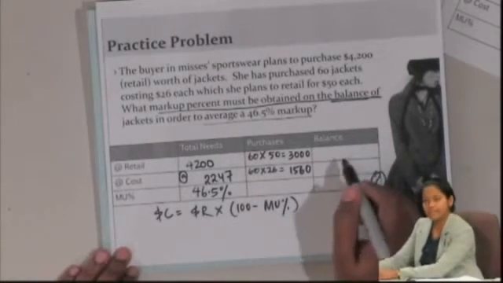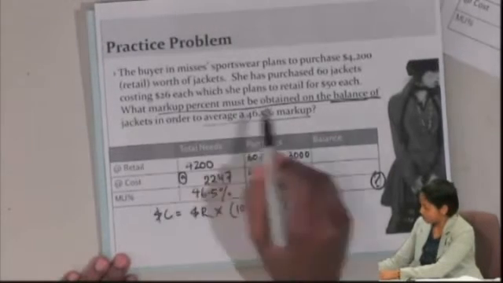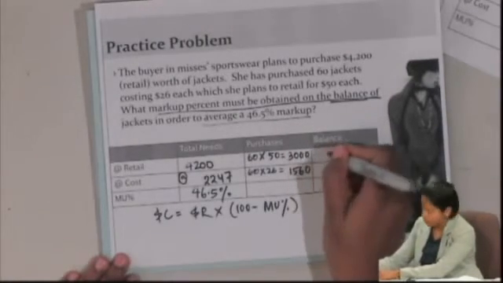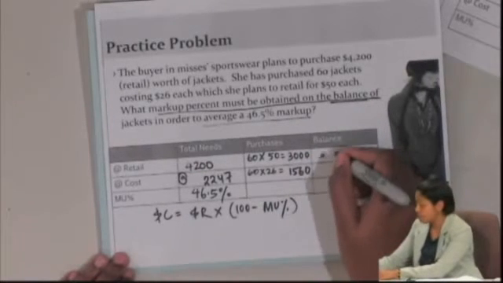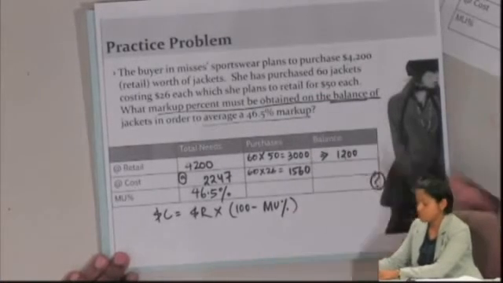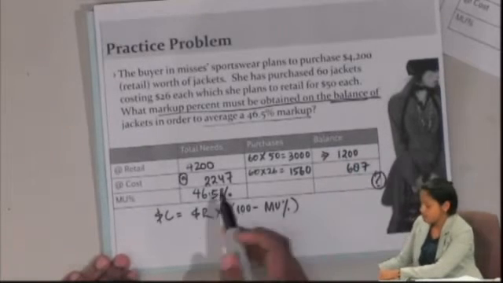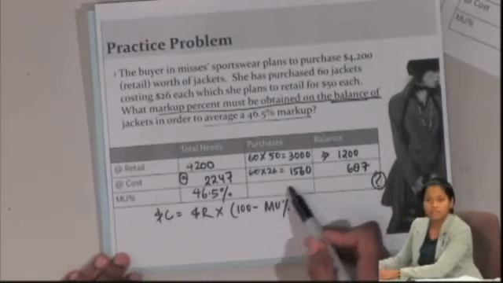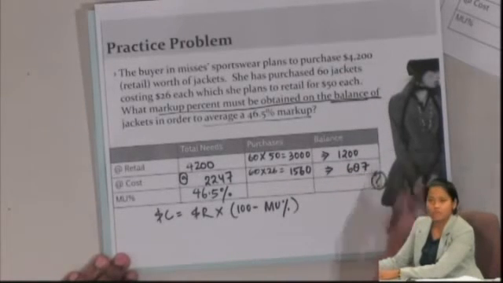Now what is the money that the buyer is left with? So buyer has to buy 4,200 minus 3,000, so has to buy merchandise worth $1,200 at retail, and $687, that's 2247 minus 1560, so $687 at cost.